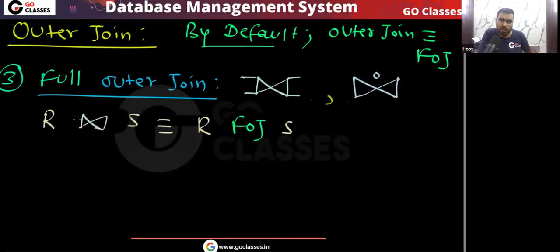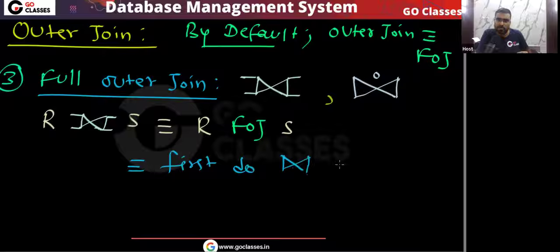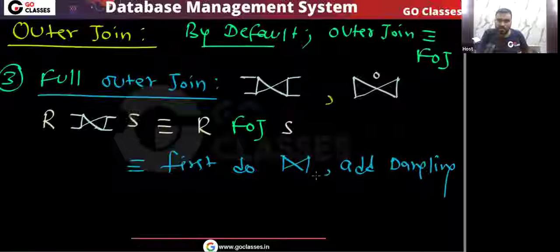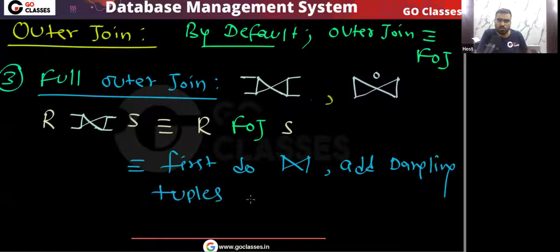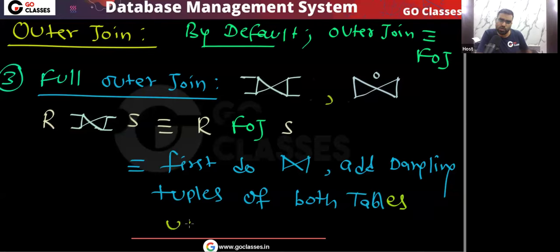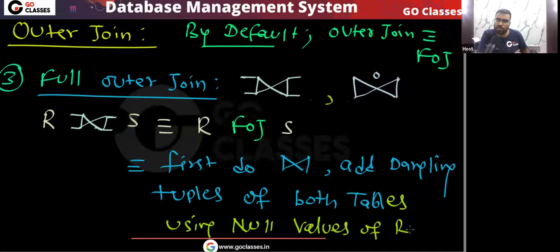Full outer join, and you know this is the symbol. First do inner join, add dangling tuples of the left table, add dangling tuples of the right table. So this is the idea. First do natural join, then add dangling tuples of both tables, using null values for the remaining columns. So very simple. This is the idea.